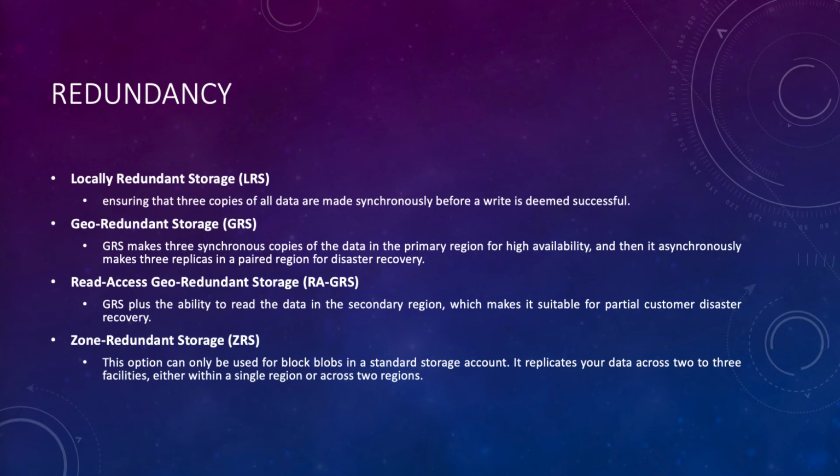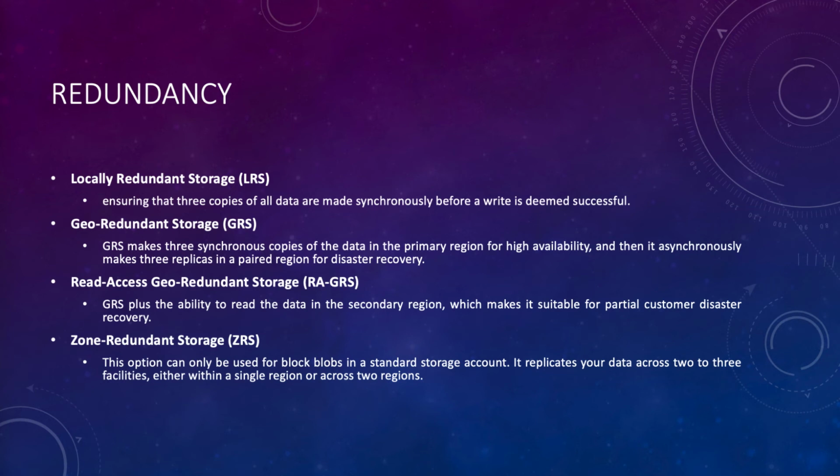LRS is less expensive than GRS, and it also offers higher throughput. If your application stores data that can be easily reconstructed, you may opt for LRS. Next, we talk about GRS. GRS makes 3 synchronous copies of the data in the primary region for high availability. And then it asynchronously makes 3 replicas in a paired region for disaster recovery.